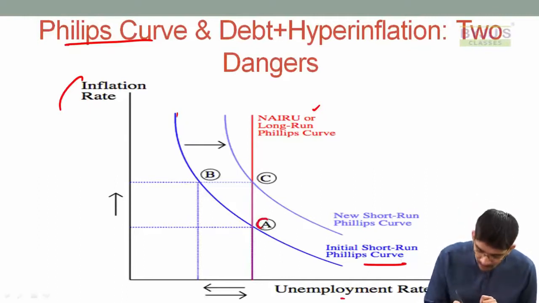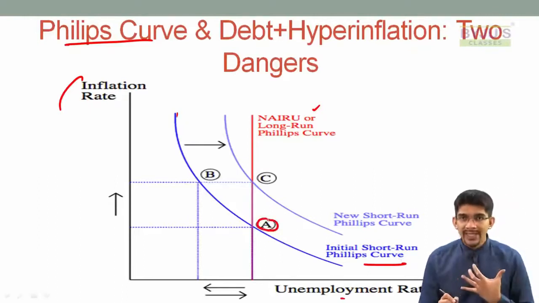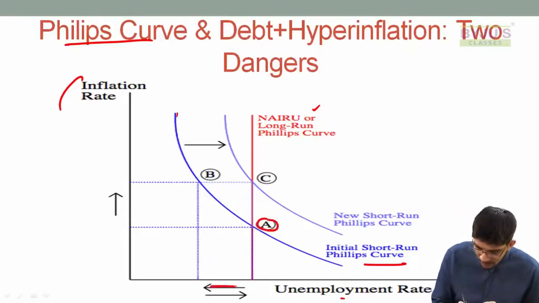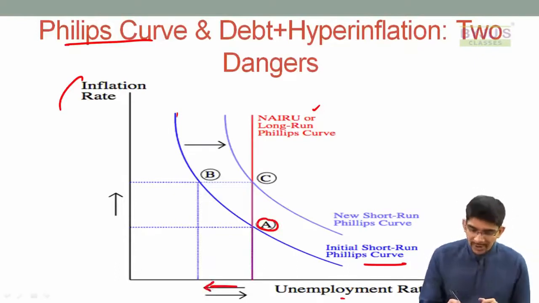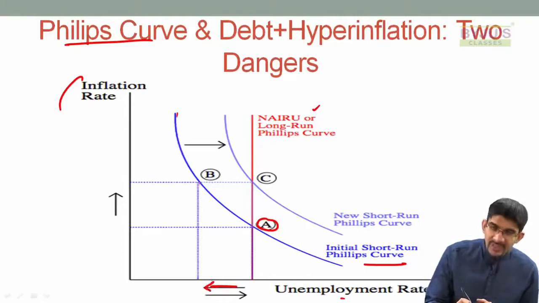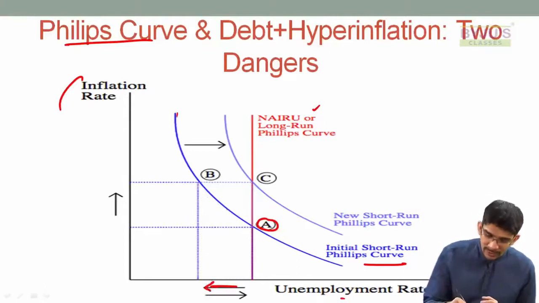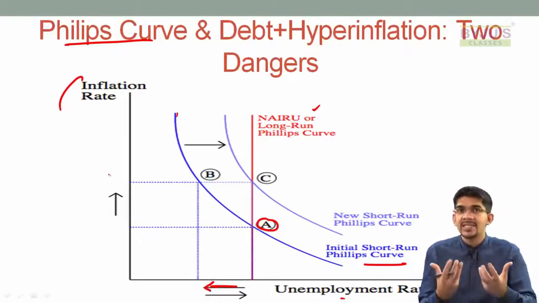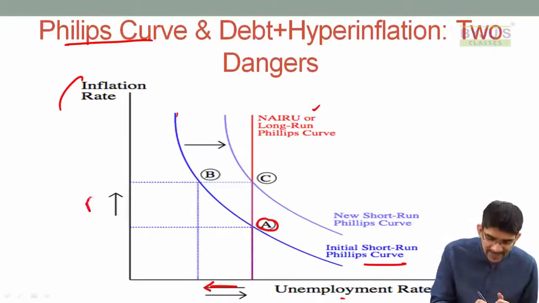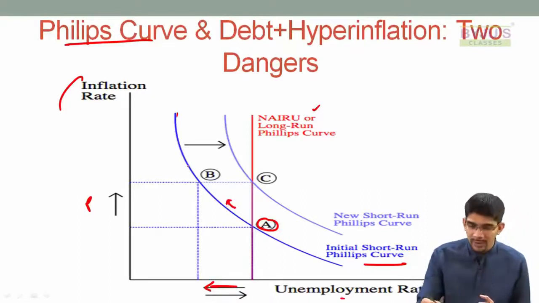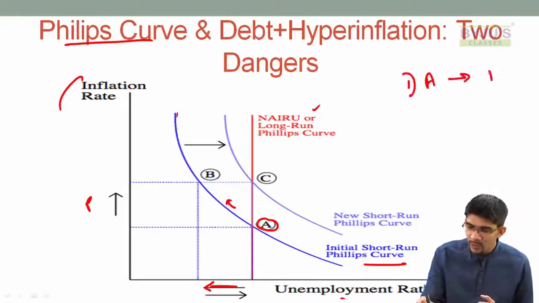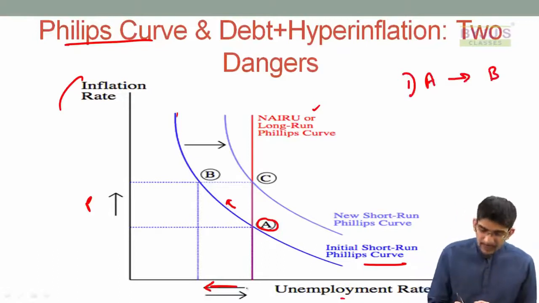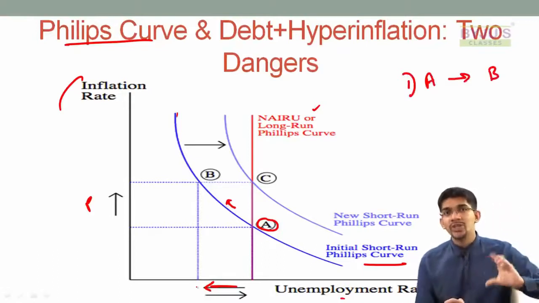So right now we are at point A. Imagine the political parties want to reduce unemployment. So in the short run, if you move from here to here, suppose you print more money, etc., inflation increases because money is increasing. The amount of money in the country increases, inflation increases, or prices increase. But unemployment reduces. You wanted to reduce unemployment, so you're moving like this, from A to B. So the first step is moving from A to B. And what have you achieved? You have achieved lower unemployment at the cost of higher inflation.